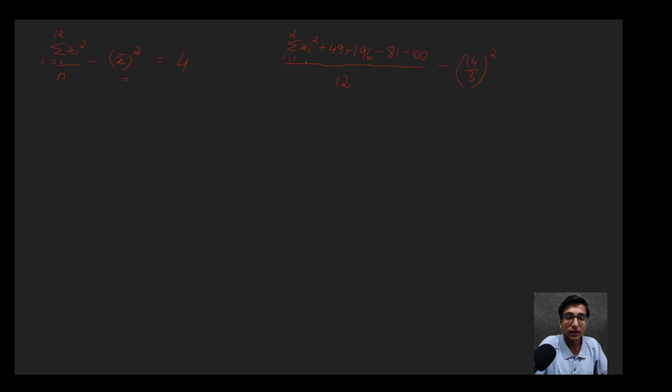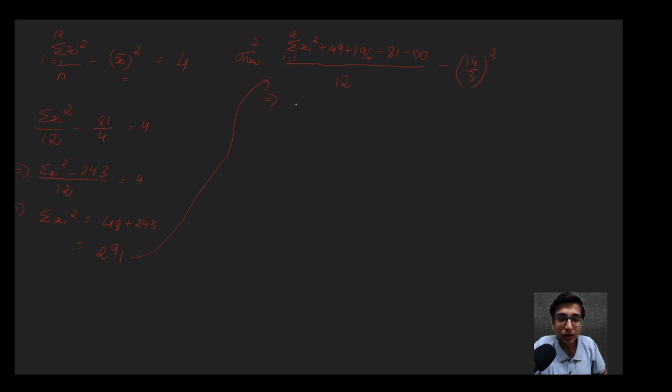So from here you would get summation xi square by 12 minus, here we have 9 by 2, so it would become 81 by 4 is equal to 4. Let us take the LCM. 12 summation xi square minus 4 3s, so this will become 243 is equal to 4. So summation xi square would be equal to 48 plus 243, and this would become 291.